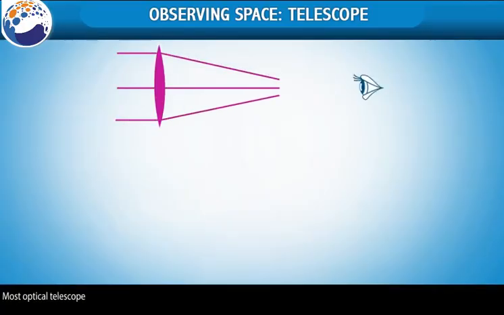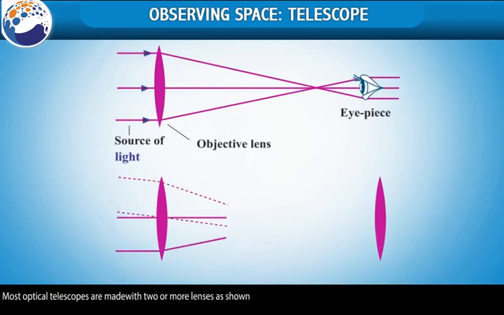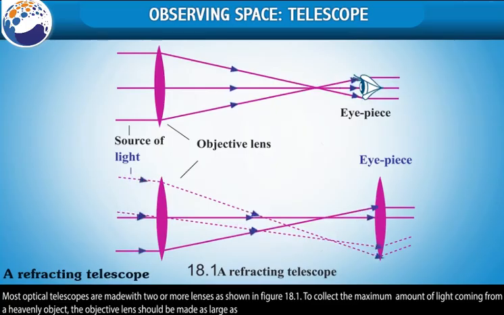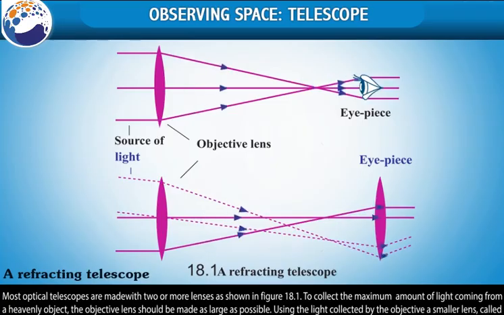Most optical telescopes are made with two or more lenses, as shown in figure 18.1. To collect the maximum amount of light coming from a heavenly object, the objective lens should be made as large as possible. Using the light collected by the objective, a smaller lens, called the eyepiece, produces a large image of the source. Light rays change their direction as they enter a lens from the atmosphere and again when they enter the atmosphere after passing through the lens. This is called refraction. Hence, such telescopes are called refracting telescopes. We shall study image formation by lenses in the next standard.